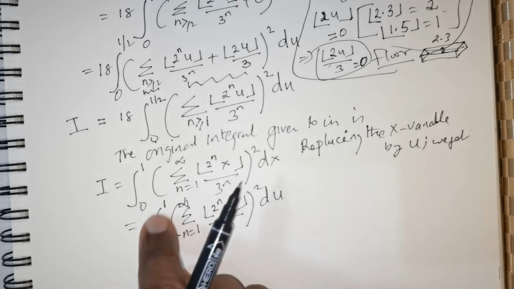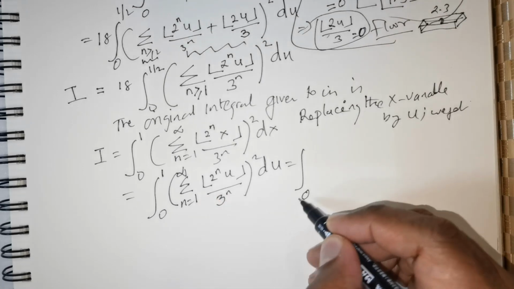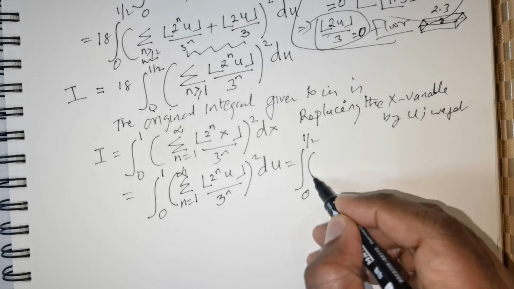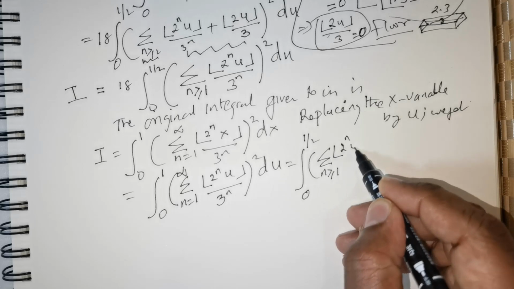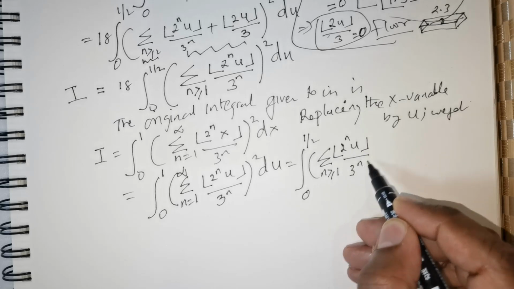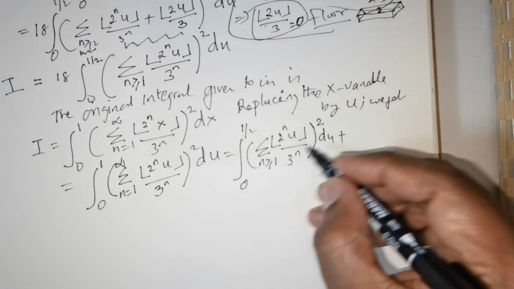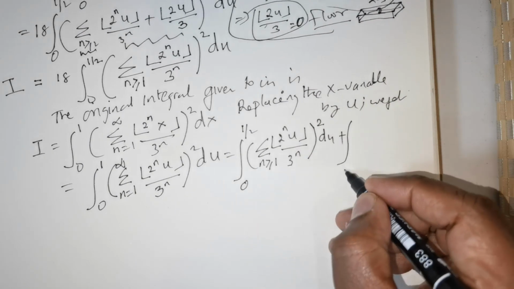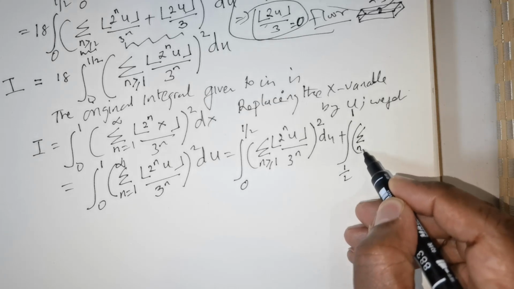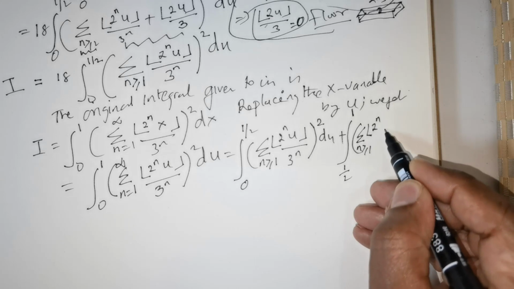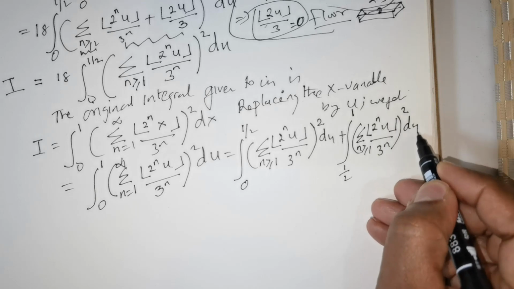Now I wish to divide this integral from 0 to 1 into two parts. I'm going to divide it as from 0 to 1 over 2, and I'm going to write the sum for n greater than or equal to 1 of floor of 2 raised to the power of n times u divided by 3 raised to the power of n, this is raised to the power of 2, du, plus the integral from 1 over 2 to 1, sum for n greater than or equal to 1 of floor of 2 raised to the power of n times u, complete the floor, divided by 3 raised to the power of n, this is raised to the power of 2, du.